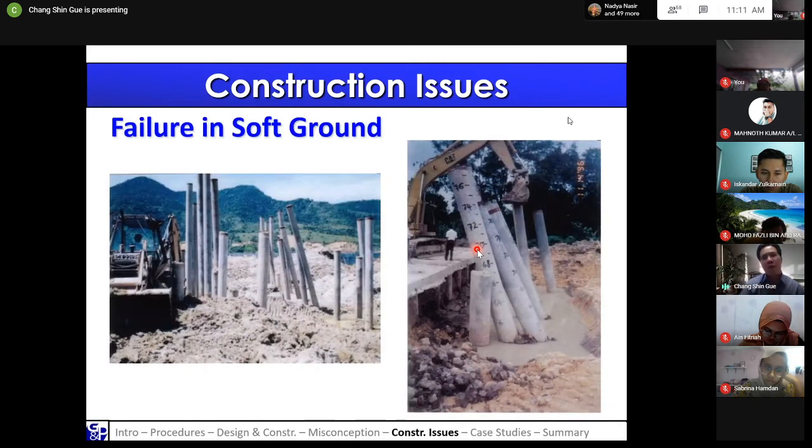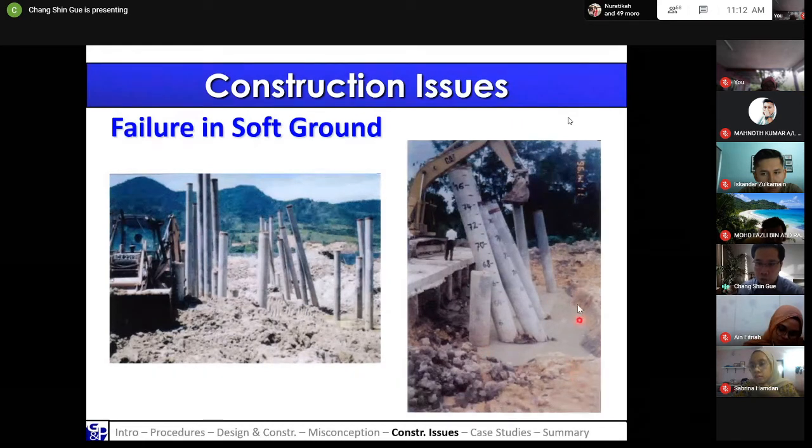So this picture here shows you some of the issues when you are having piles in the soft ground. We call it pile walking. Basically, if the ground is too soft, then the pile will actually tilt. So to overcome this, you actually have to treat the ground first, or have proper shoring to prepare the platform and the area for piling to avoid such issues. Such issues are more prominent in very soft ground.